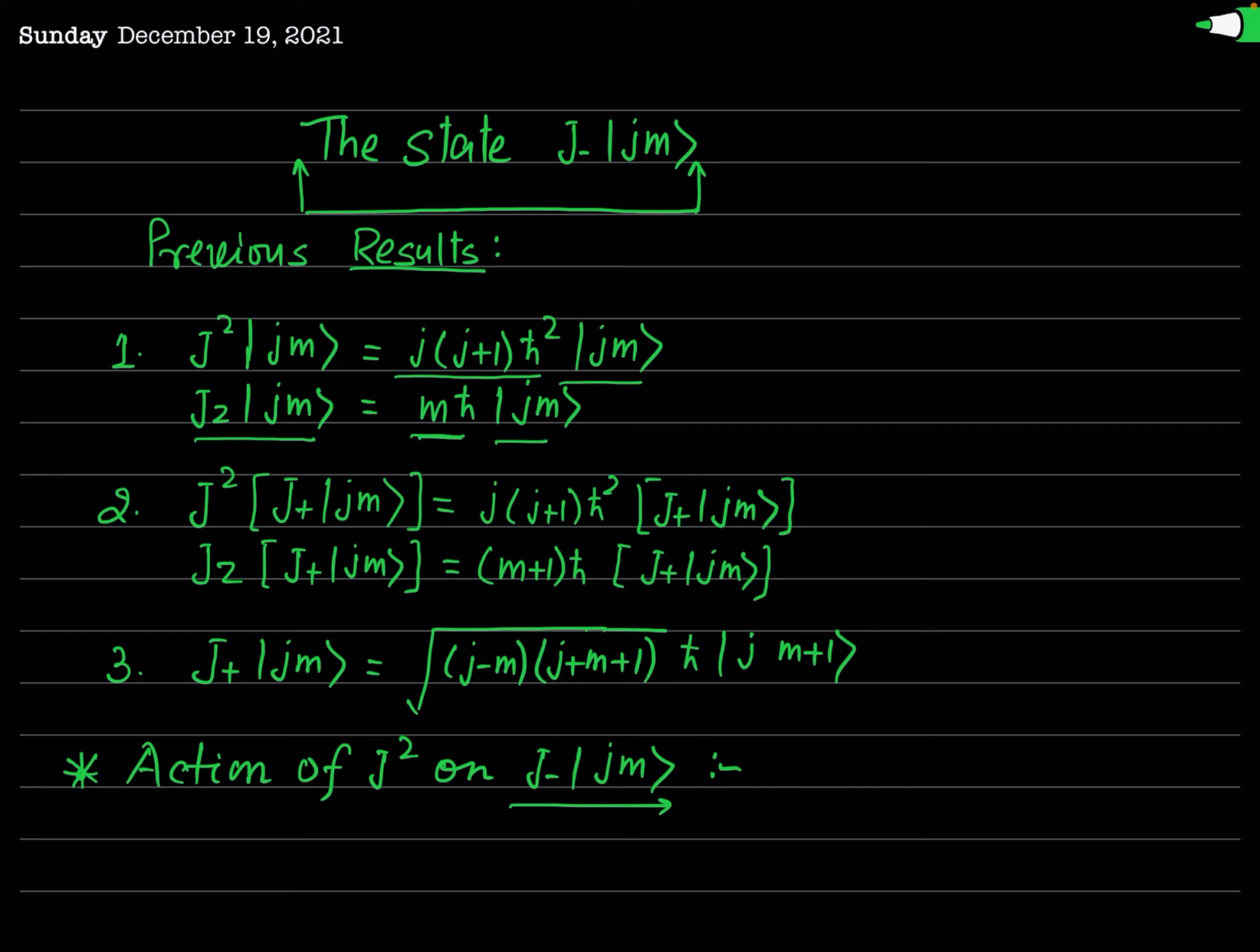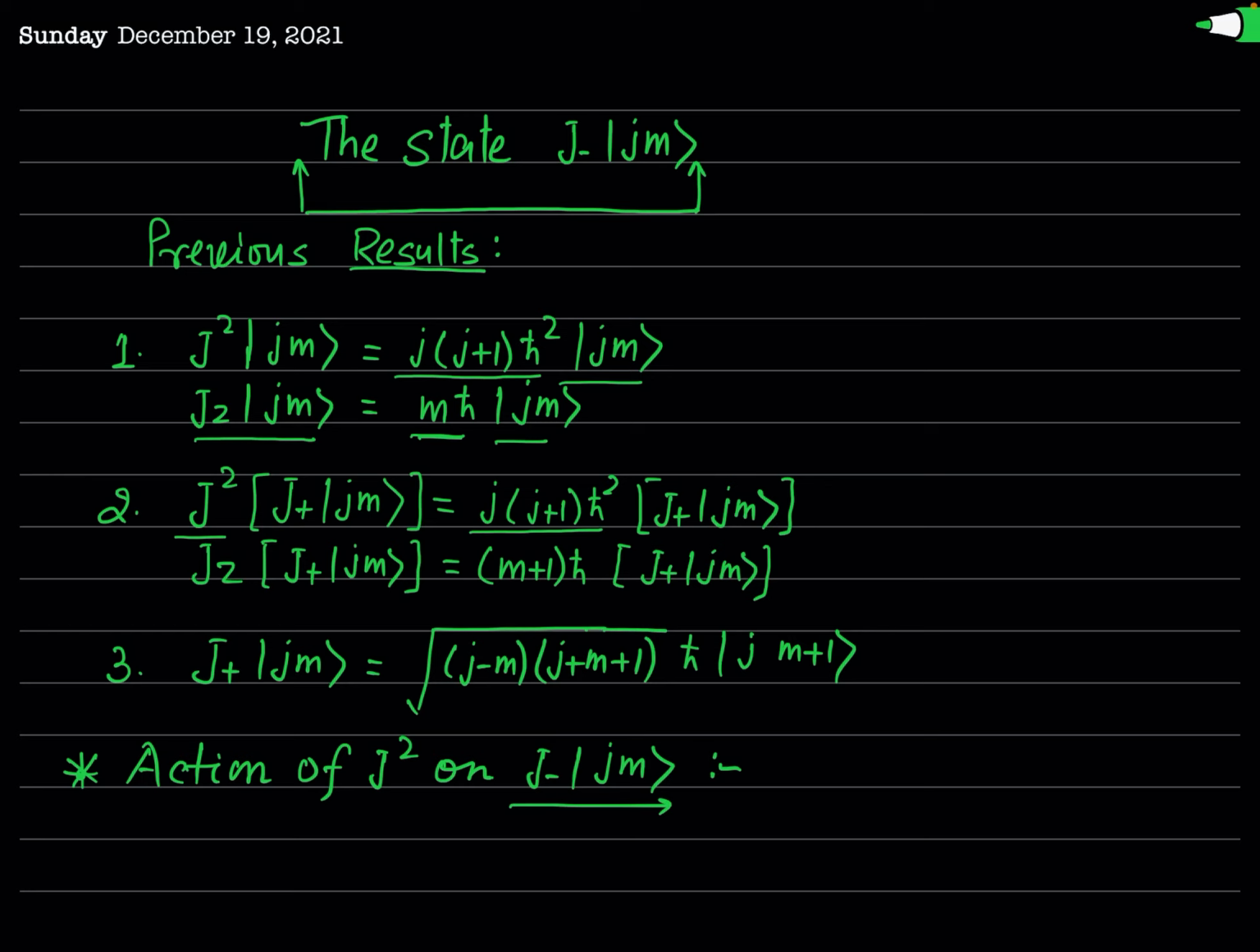Now we have also learnt that when there is an action of the raising operator J₊ on |j,m⟩, then we get a new eigenstate. This new eigenstate is J₊|j,m⟩. If you consider that J₊|j,m⟩ is an eigenstate of the operator J², then you have seen that the eigenvalue of this operator remains the same. It is again j(j+1)ħ², which it was when the eigenstate was |j,m⟩.